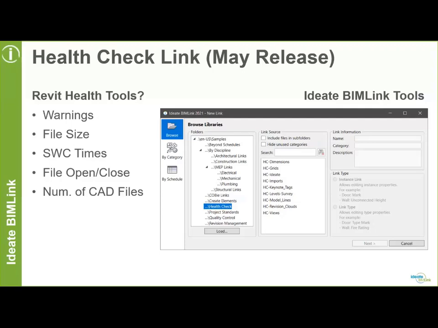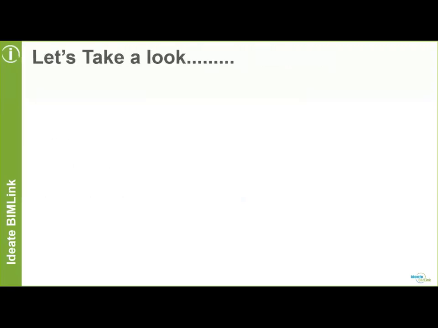But we can use Ideate BIMLink to monitor some of those very similar things, but also things like, how many views do you have, how many keynote tags, how many imports, again, number of CAD files and so forth that you might want to review. So that health check, I think, is going to be a really nice category, if you will, of links that can be used to extract information from the Revit model. Okay, I've talked long enough, so let's just take a look at this.